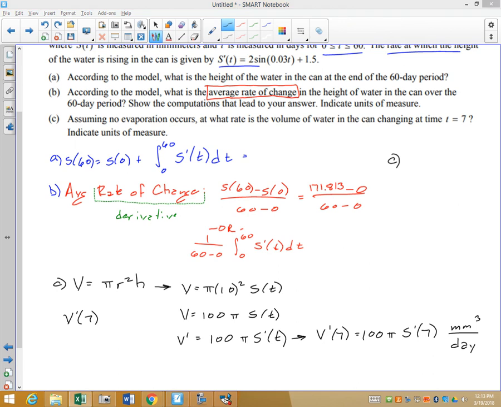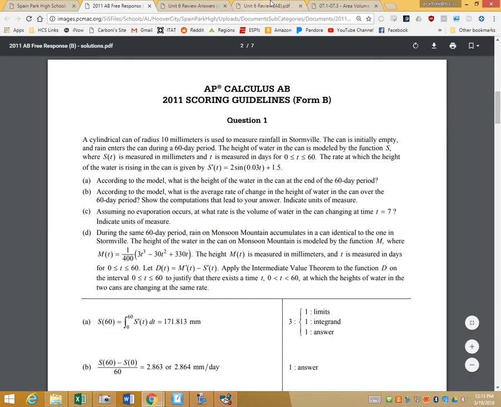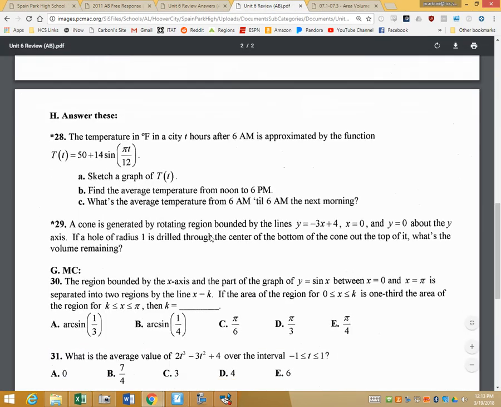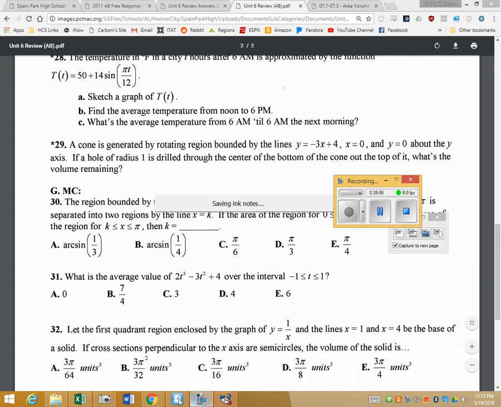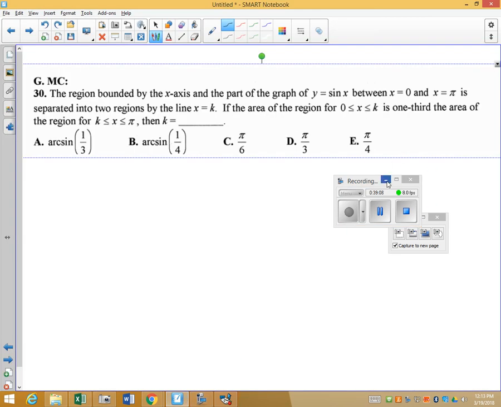Multiple choice number 30 on the review. Hadn't we done this problem before? No, we did one similar to it. 30 is a good one. Let's check this guy out. I think I may have cut off some of the answers. Not too bad.